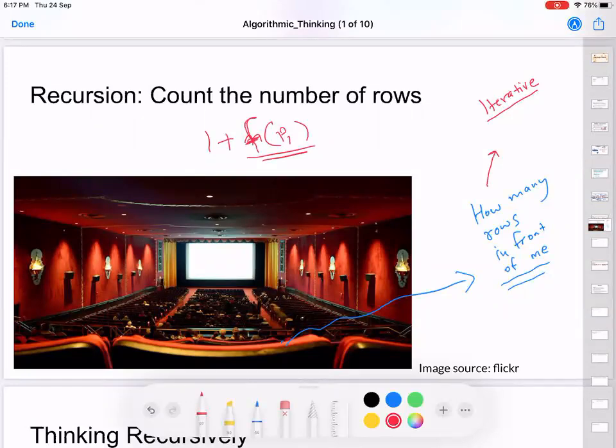Since it's a recursive algorithm, we'll assume that everyone in the room is lazy and smart. So this other person, instead of going around the hall, will just poke the person in front of him, and he knows that if the person in front tells him how many rows there are, he's just going to add one to it. So on and so forth, this chain will keep going. Till where will it go? Till you reach the front row.